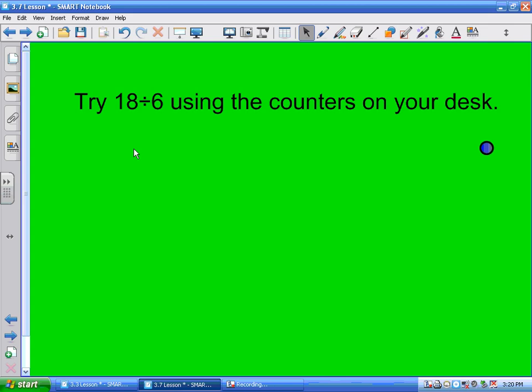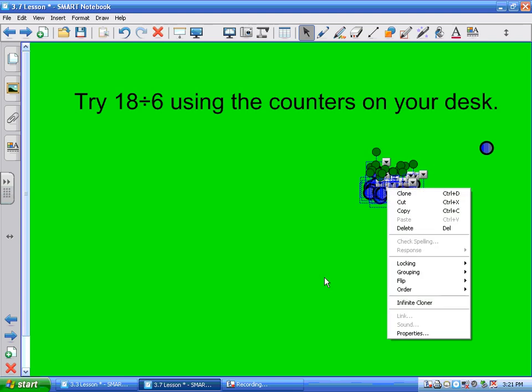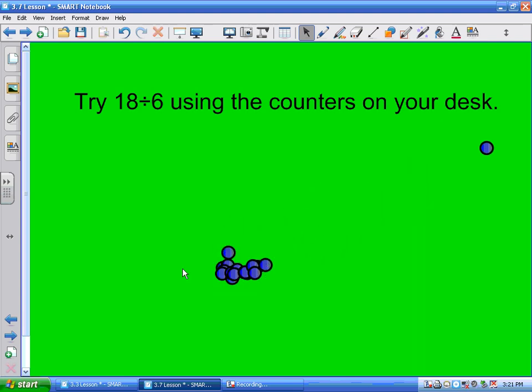All right, so the students have now completed 18 divided by 6. I'm going to do it for them. So I'm going to take 18 tiles. 1, 2, 3, 4, 5, 6, 7, 8, 9, 10, 11, 12, 13, 14, 15, 16, 17, 18 tiles. All right? So there's my 18 tiles. I have to make groups of what, Noah? You have to make groups of 6.